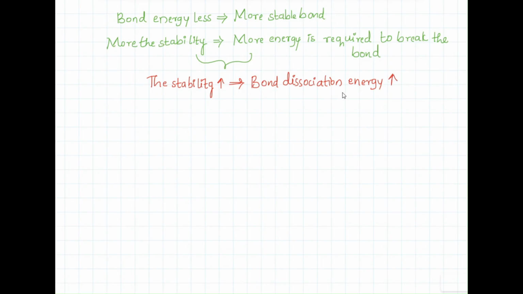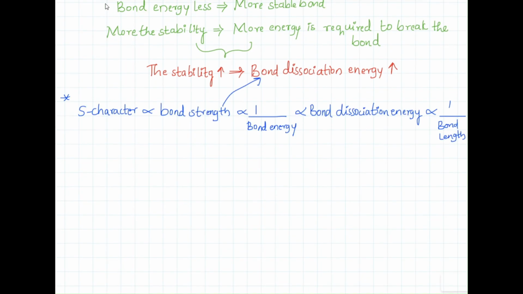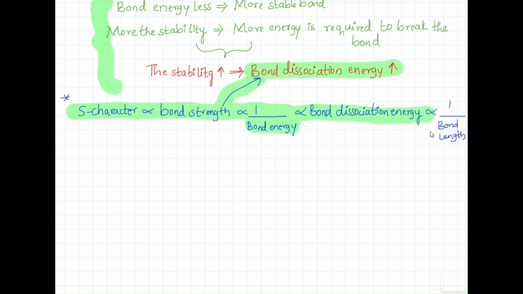With all these relations, we can directly tell that S character, which we can discuss later, is directly proportional to bond strength, which is inversely proportional to bond energy, and which is again directly proportional to bond dissociation energy. As the bond strength is more, the bond dissociation energy is more, and the bond dissociation energy is inversely proportional to bond length.